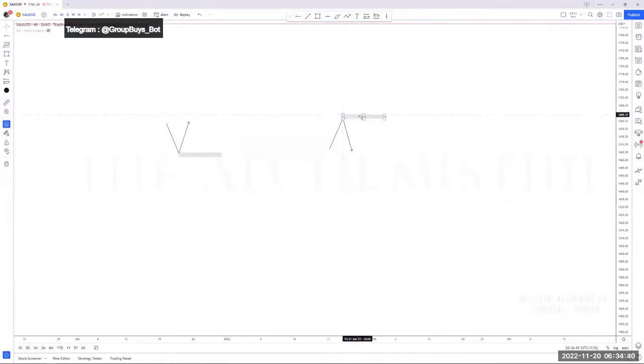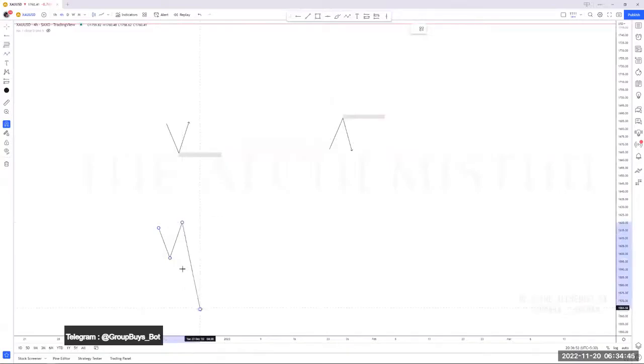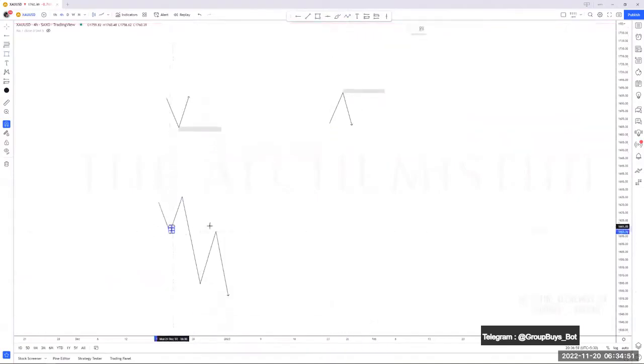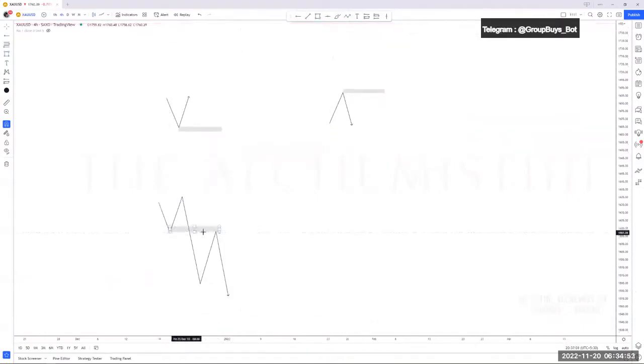Okay, this right here will be a resistance. And same thing, if a support breaks like this, then it turns into a resistance. So we call this right here the SPR. Okay, a support broken turns into resistance. There is a flip zone.